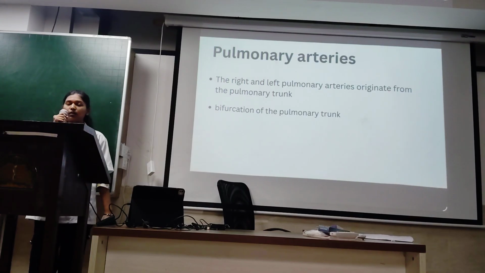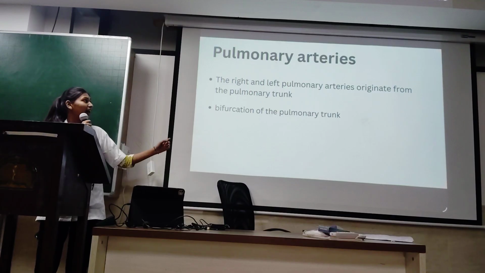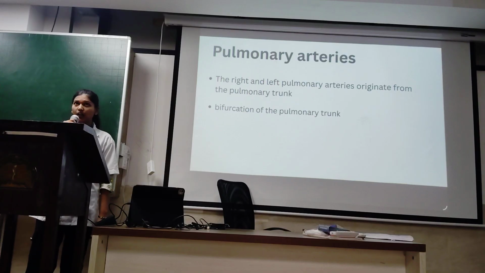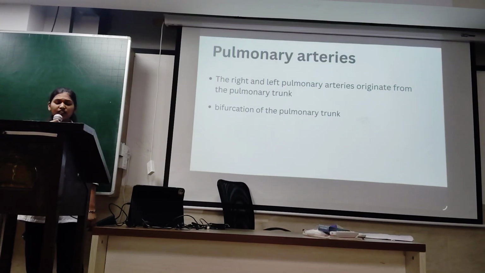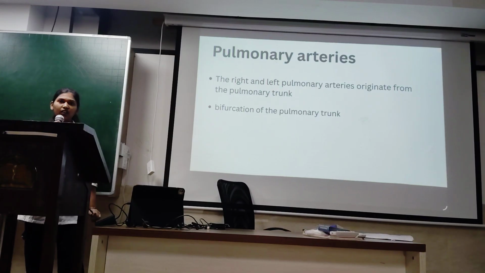Now let's see the pulmonary circulation in more detail. The right pulmonary artery and left pulmonary artery originate from the pulmonary trunk. The bifurcation of the pulmonary trunk occurs to the left of the midline, just inferior to the vertebral level of T4 and T5, and anteroinferiorly at the level of bifurcation of the trachea.